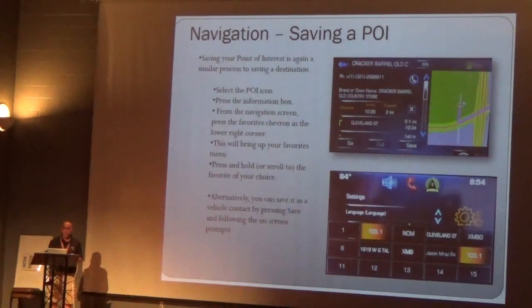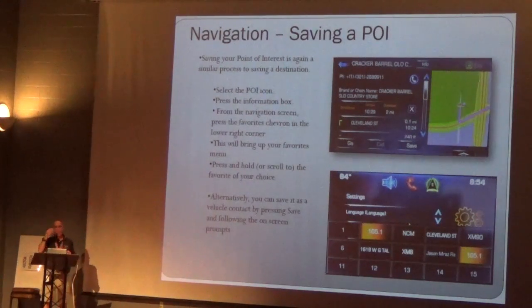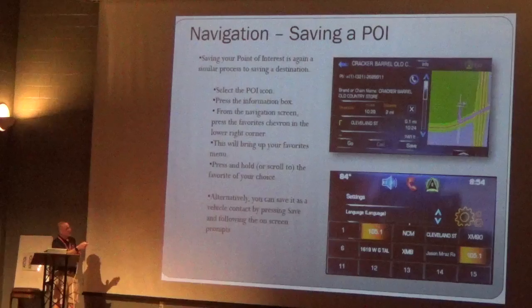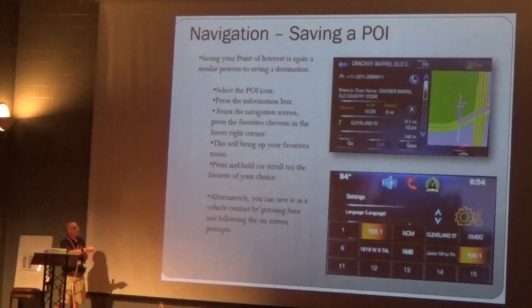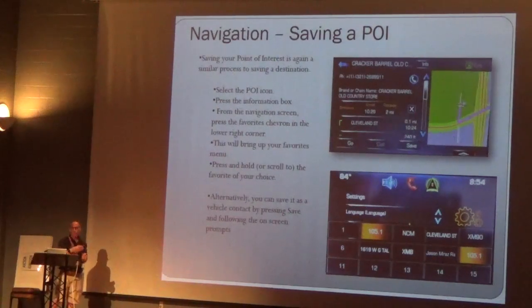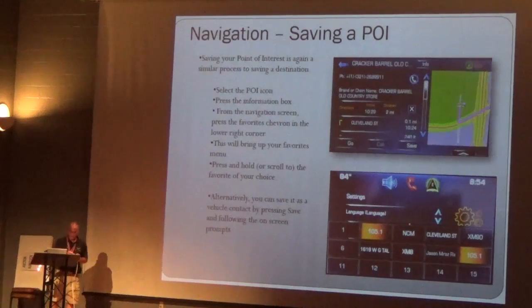Okay, saving points of interest. Exact same scenario. POIs can be saved as favorites. They can be saved again as vehicle contacts. If you don't want to have to search for it again, simply put it in one of the favorite buttons. All the same format. You see a common theme forming here of this Go Save screen. All of these things, if you want to save them as favorites or if you want to save them as vehicle contacts, all of these screens, if you want to navigate to them, this is the screen that's going to get that accomplished for you.